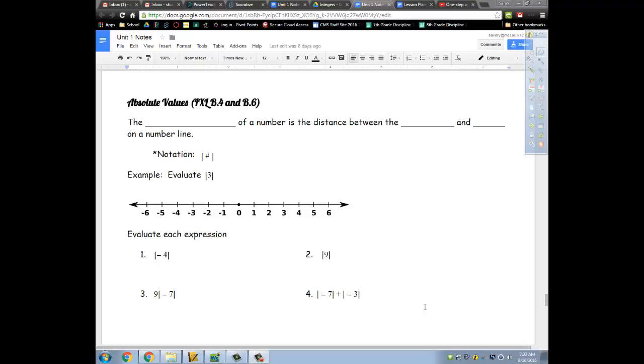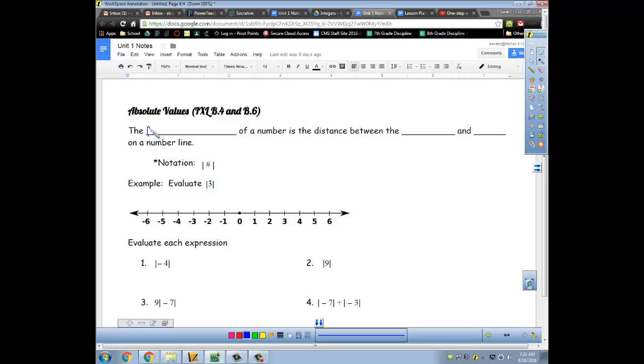Today we're talking about absolute values. The absolute value of a number is the distance between the number and 0 on a number line. So it's however many spaces that number is from 0 if you were looking at a number line.